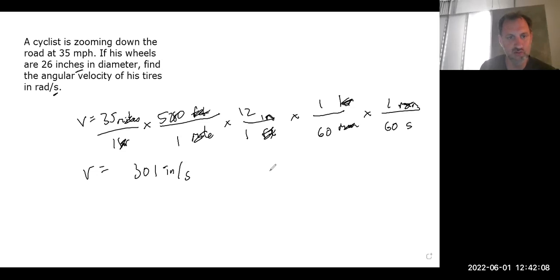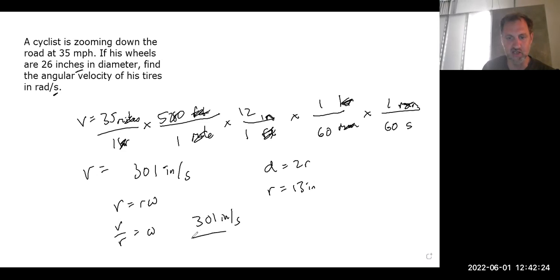Last thing to do, the diameter is equal to 2r, so of course I'll just divide by 2. The radius here would be 13 inches, and I'm ready. V equals r omega, so V divided by r equals omega. So 301 inches per second divided by 13 inches gives me my radians per second, which is 23.15.